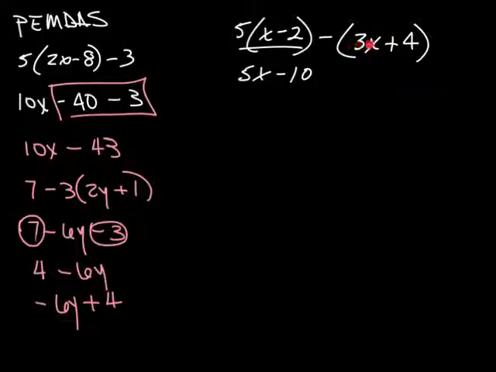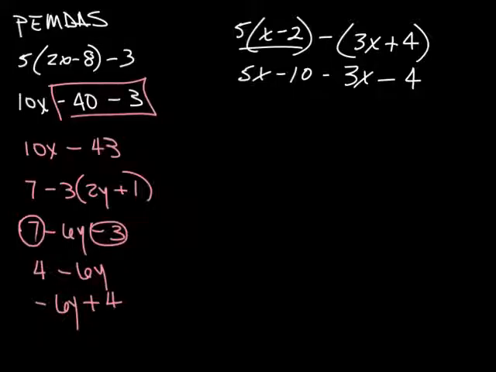So this 3x is a positive. So I make it a negative. And the 4 is positive, so I make it a negative. And notice what happened. The parentheses came off. So actually what I did in theory is this is actually a minus 1, and I distributed that negative 1 to each of these. So negative 1 times 3x is negative 3x. Negative 1 times 4 is negative 4. So that's what really happened.